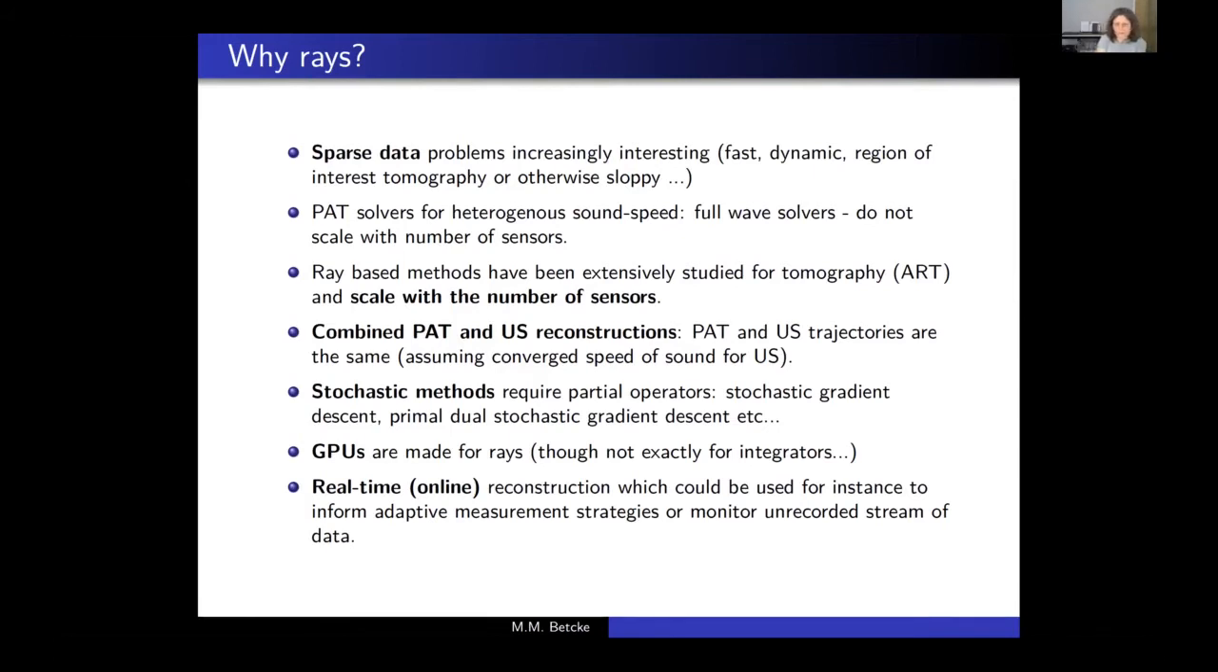So when we want to do something fast, something dynamic, something in the region of interest rather than everywhere, or we are otherwise not able to sample perfectly, and so on. As I probably already said, full wave solvers would not be able to take advantage of sparse sensors. If the data is sampled sparsely or densely, it is all the same to them.